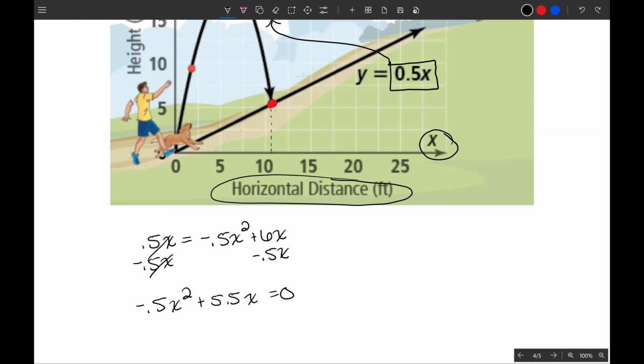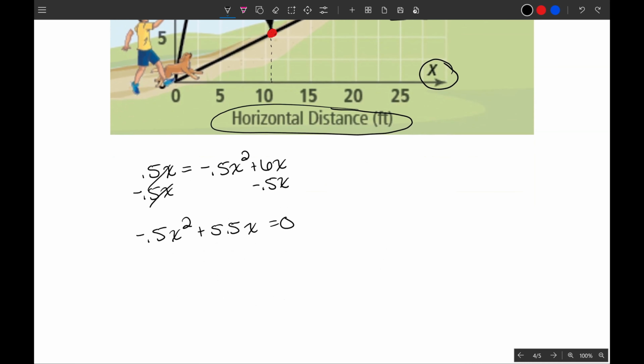Now I only have two terms here. I could do the quadratic formula if I wanted to plug 0 in for c, but these do have a common factor, so I'm going to factor out the common factor of negative 0.5x. So negative 0.5x squared divided by negative 0.5x is x, and 5.5x divided by negative 0.5x is negative 11 equals 0. And then I have my two factors. I'm going to set them both equal to 0.